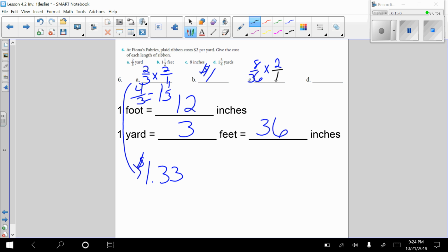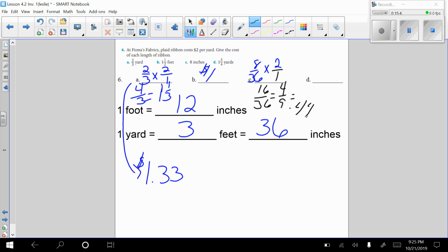So we're going to go ahead and see what we get for this. Well, if I multiply across, I get 16 over 36. What can I divide them both by? Well, looking at 16 and 36, I think 4 goes into both of those. So if I divide them by 4, I'm going to get 4/9. How much is 4/9 of a dollar? Basically, change it to a decimal. Remember, top divided by bottom. That's going to equal 0.44. So about 44 cents. That's what it would cost me for 8 inches.